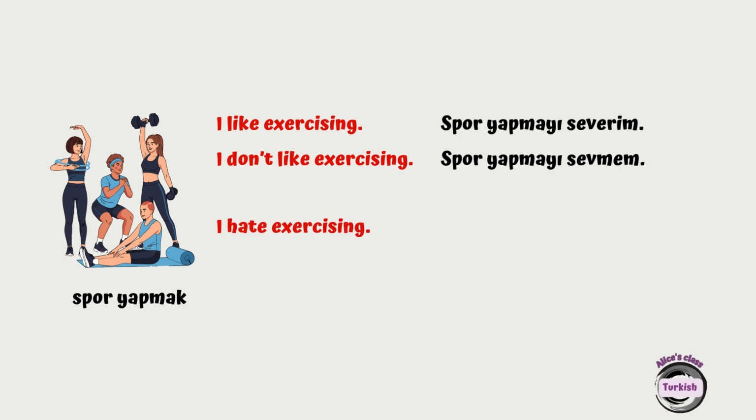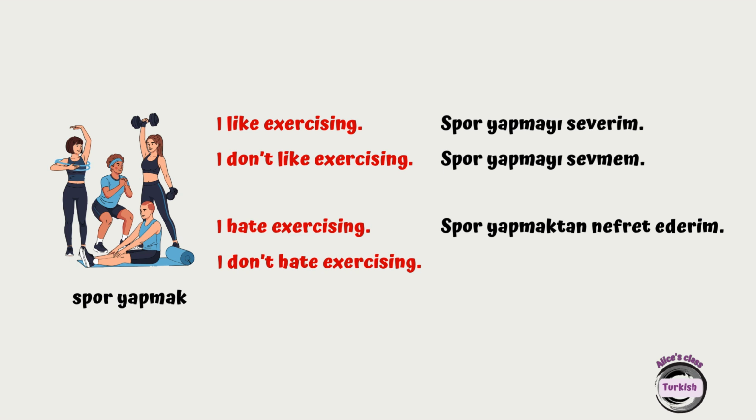How about if I want to say I hate exercising? So this time the rule is different, isn't it? So we're going to take spor yapmak and we're going to attach dandan noun case, but dandan changes to tentan. And yapmak, the last vowel is A, so I'm going to attach tan. So spor yapmaktan nefret ederim. If I want to say I don't hate exercising, again, I'm just going to change the verb to nefret etmem. So spor yapmaktan nefret etmem.